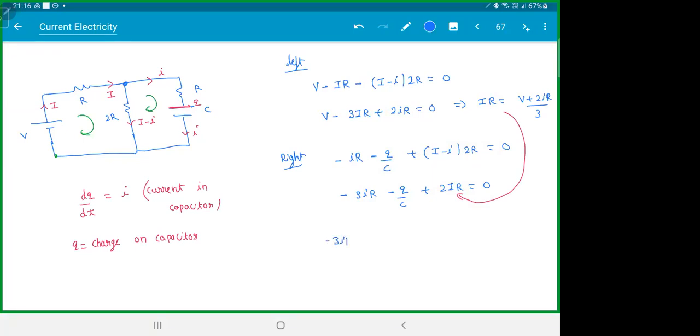So this will be minus 3IR minus Q by C plus 2 by 3 V plus 2IR is equal to 0. So bring all I's together. This would be 4 by 3 minus 3 minus Q by C, 2V by 3 minus 3 minus 4 by 3, 9 minus 5 IR by 3.